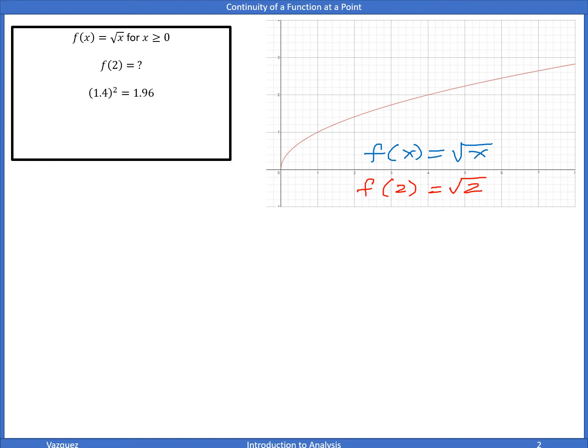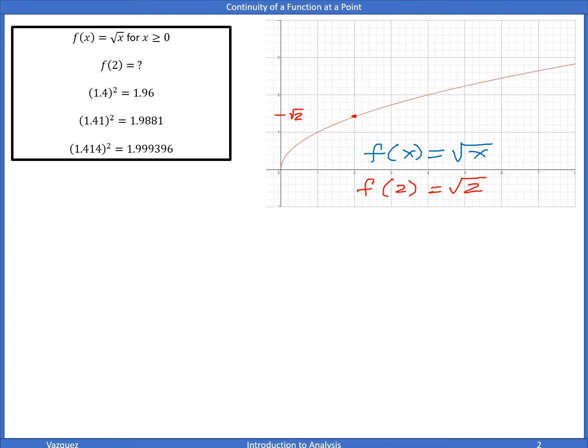So, for example, 1.4 squared is equal to 1.96. 1.96 is pretty close to 2. We can get even closer if we do 1.41 or 1.414, right? We're getting closer and closer to 2. So what's my point here? My point here is that the square root of 2 is right here. So this here is the square root of 2.